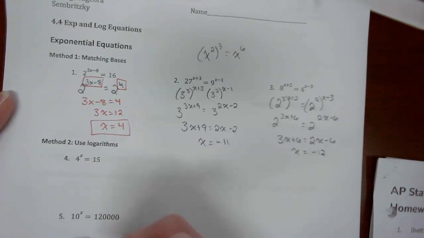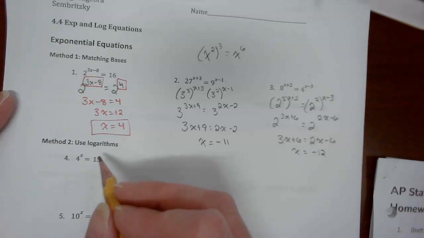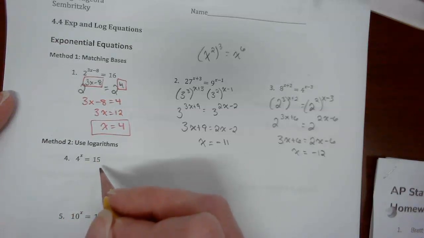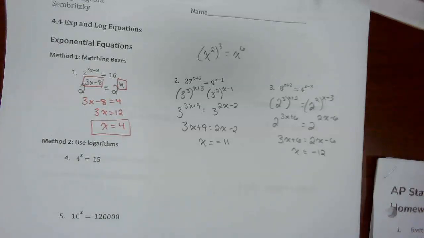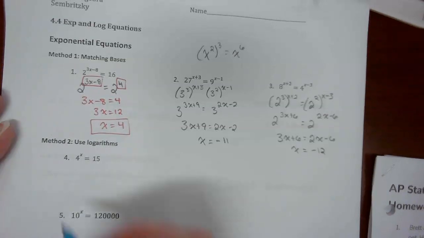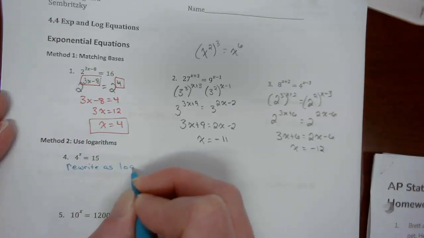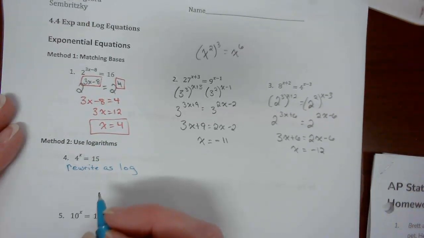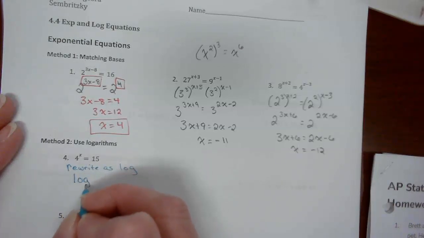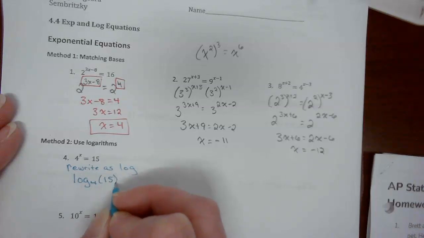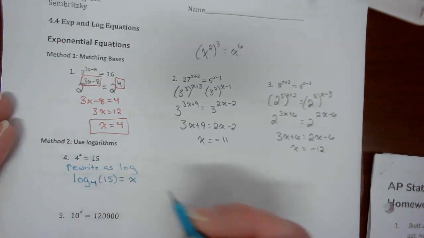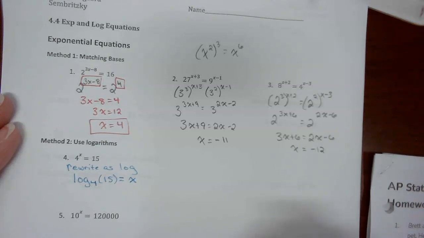Now the next examples, I really can't do that because I have 4 on this side and 15 on the other. I cannot make those bases match. Now there's technically 2 ways you could do this, so I will show both ways. One way is to just rewrite as a logarithm. If I rewrite as a logarithm, the base is 4, we're trying to get to 15, and a logarithm always equals the exponent. Well, technically, I'm done. There you go.